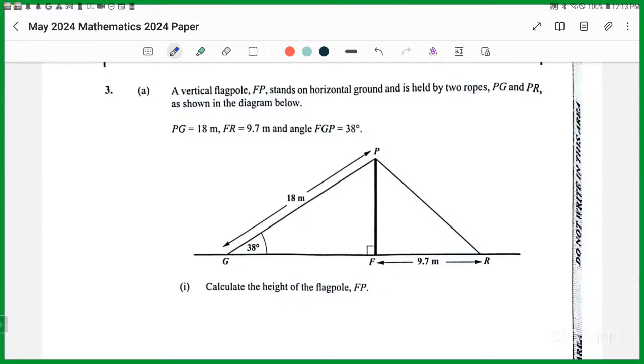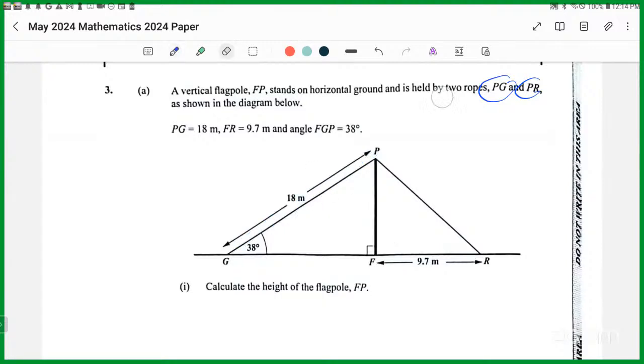It says a vertical flagpole, FP, this is a flagpole, FP, stands on horizontal ground. Now, once you hear vertical and horizontal, you know that there's a 90-degree angle there, because the angle between vertical and horizontal is 90. So that's why they have this angle of 90 degrees here. And it's held by 2 ropes, PG and PR. So these are 2 ropes, PG and PR. So just visualize it in real life. That's a vertical pole, and these are 2 ropes holding it in place.